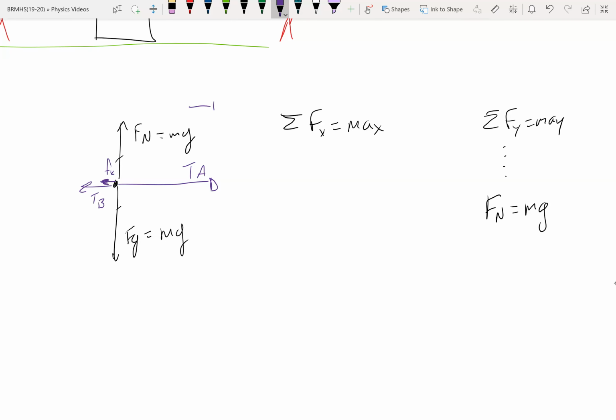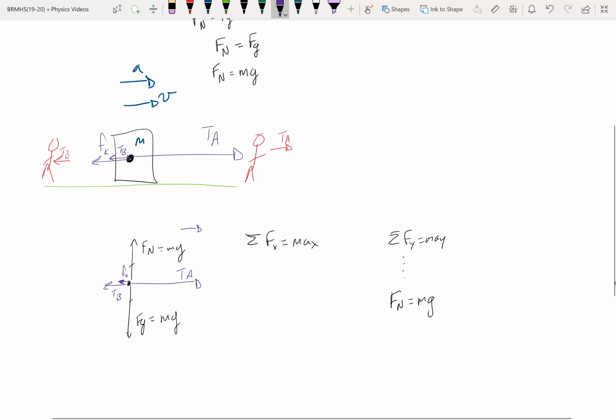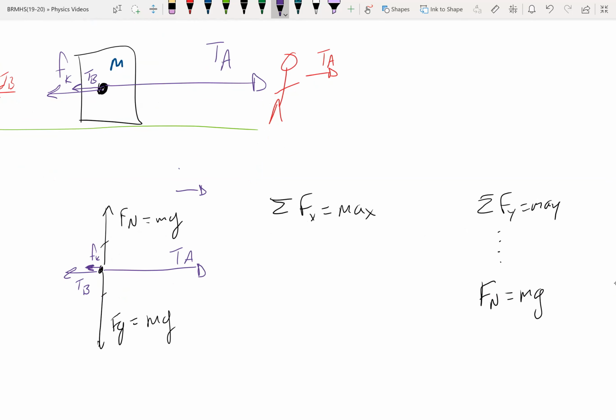I'm going to call to the right positive, because I know that's the direction of the net force. I said in the beginning of the problem the acceleration is to the right, so you know the net force is to the right. So I'm going to call that the positive direction. Take my larger force, TA, and subtract from it the forces in the opposite direction that are fighting against it. So there's TA minus FK minus tension B equals the mass of our block times acceleration in the x direction.